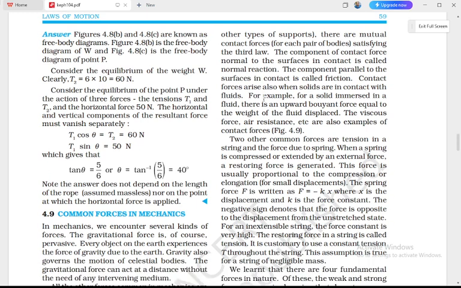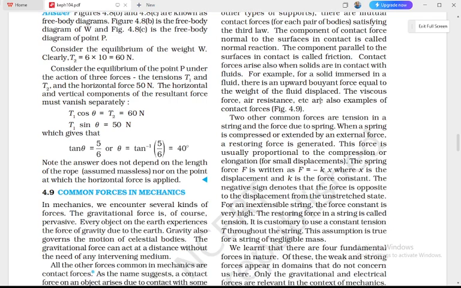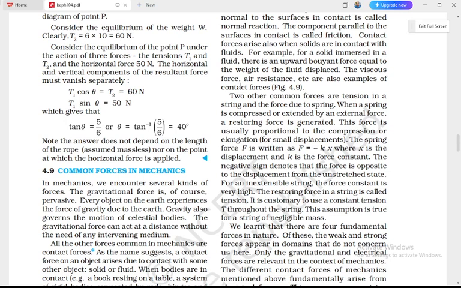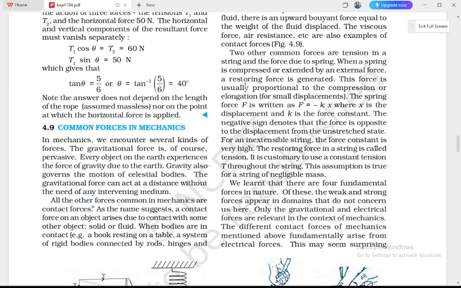Contact forces arise also when solids are in contact with fluids. For example, for a solid immersed in a fluid, there is an upward buoyant force equal to the weight of the fluid displaced. The viscous force, air resistance, etc. are also examples of contact forces.